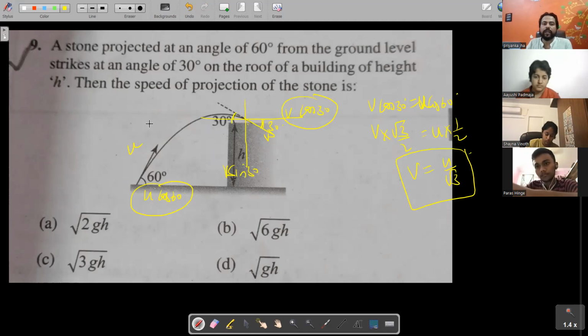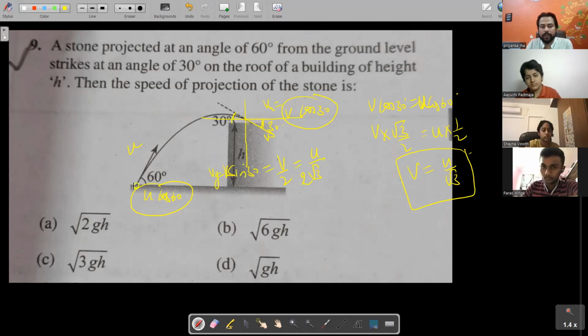Okay. Now you have to find U, and you have to use H as well. How would you use H? You can see here, it has this component. So this is V by 2, and V is what? U by root 3. So this is root 3 into 2. So this is the Vx, and this is Vy, right?